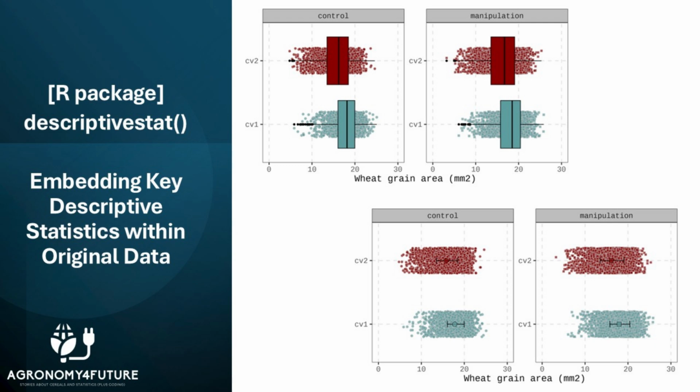When analyzing data, we often need to examine descriptive statistics such as standard deviation, standard error, or the coefficient of variation. These are typically summarized in a short table, but in some cases, it may be necessary to include such statistics directly in the original dataset for further analysis.